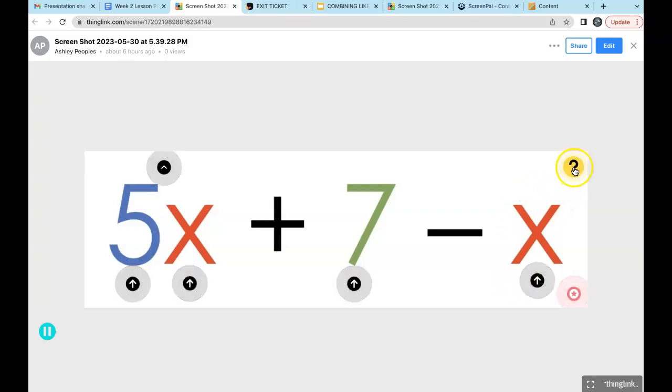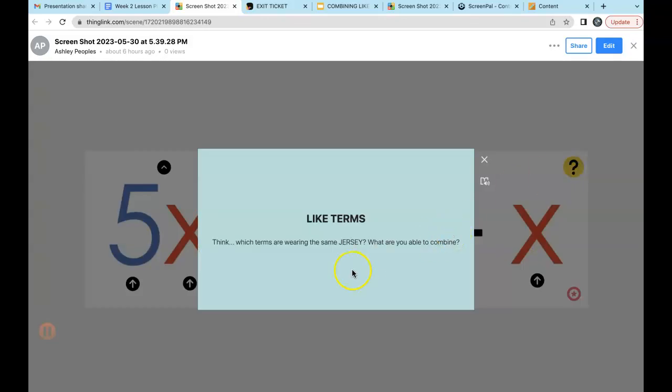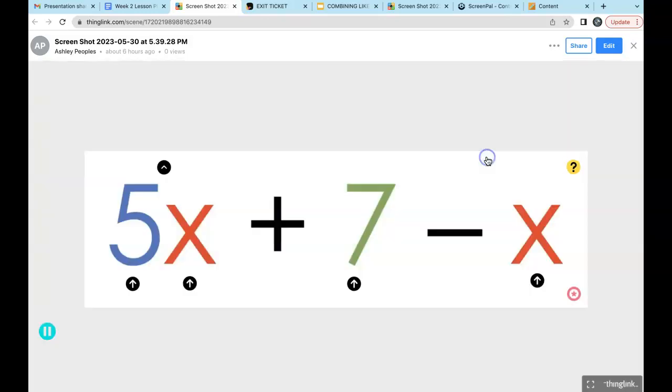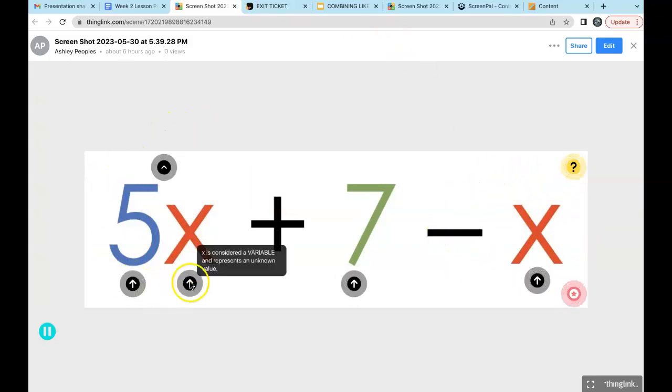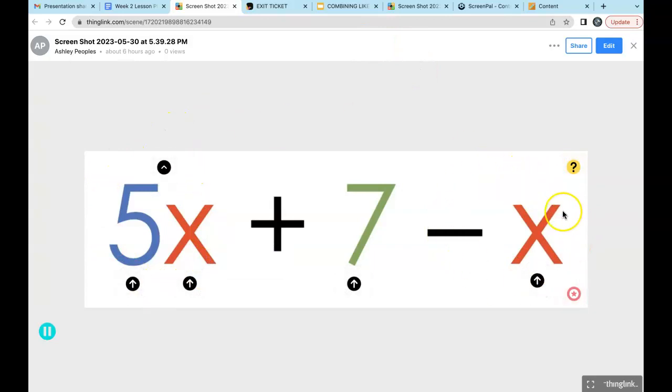I also decided to include like a quick check here. So thinking, and again, comparing this back to the video, which teams are wearing the same jersey? So what would you be able to combine? So in this case, and I changed the color, you can see X and X match. That would be the same team. Therefore, you can combine the 5X and the X.